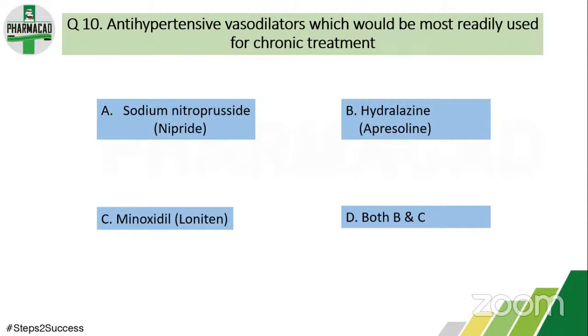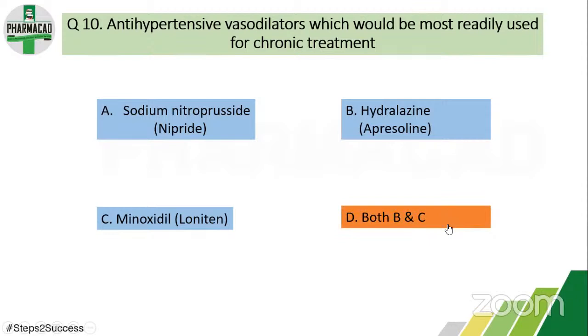If you see, vasodilators have two parts, arteriolar and arteriolar plus venous. Arteriolar has hydralazine, minoxidil and diazoxide as the drugs. And arteriolar plus venous has sodium nitroprusside as the drug. So the answer here would be both B and C.